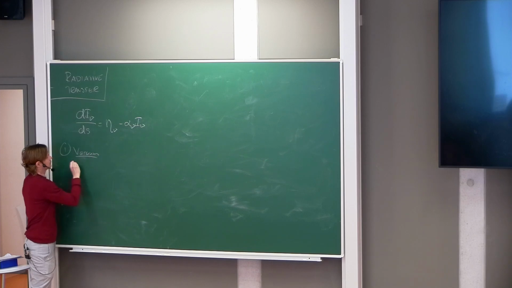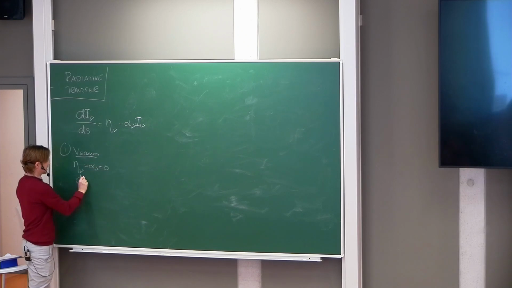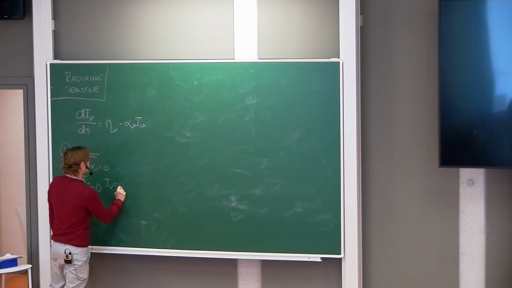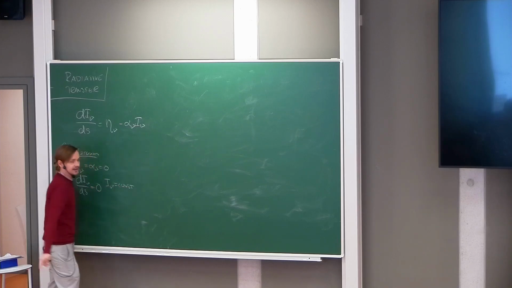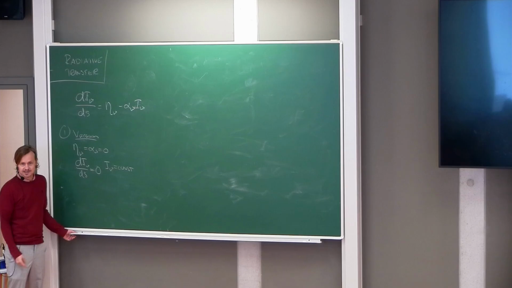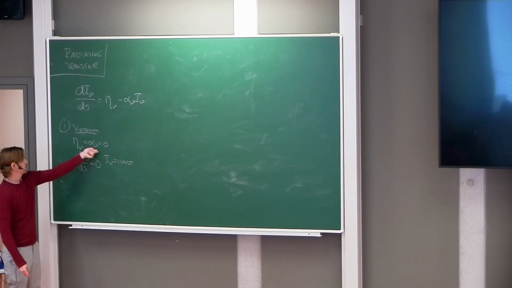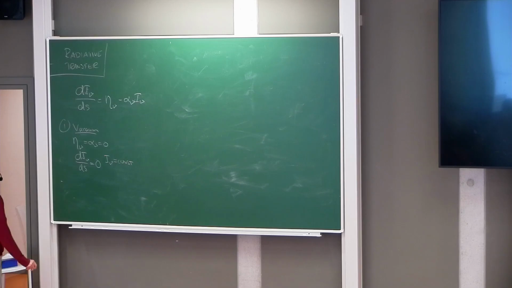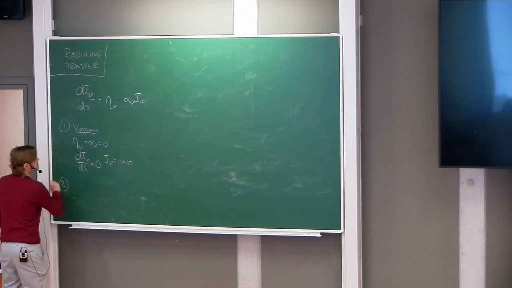And we already looked at the vacuum. In vacuum, of course, eta_nu equals alpha_nu equals 0, such that dI_nu/ds equals 0, or I_nu is a constant. We already knew this from our definition of specific intensity, that it's constant along a beam, as long as there is no interaction with material, no redshift dimming, and no frequency shift.